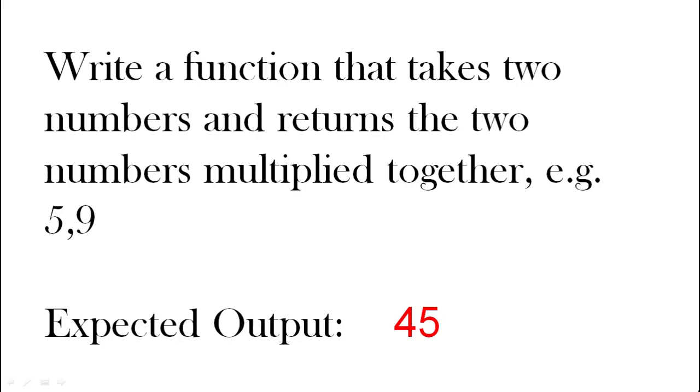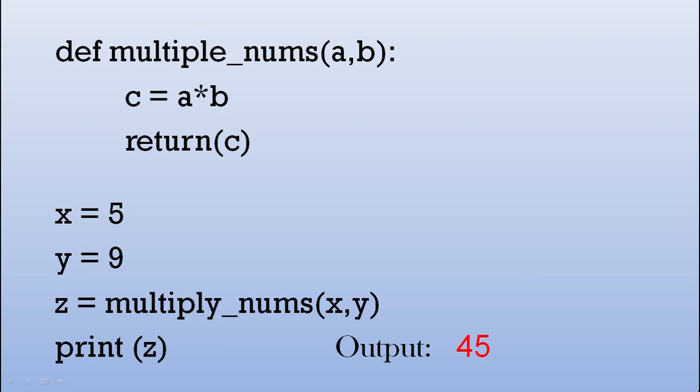Function that takes two numbers and multiplies them together. So we have multiple numbers with a and b. These are the numbers that are going to come into the function, and we're going to multiply them together to equal c, and that gets returned. So in our example we have x and y of 5 and 9. They get sent to the function using the function name, and the return value comes back to z, and that's printed with the correct answer of 45.